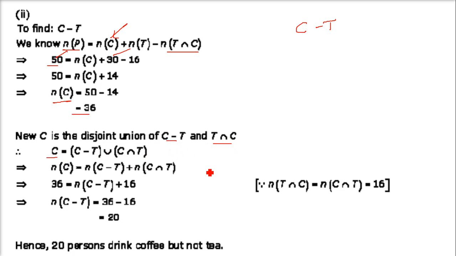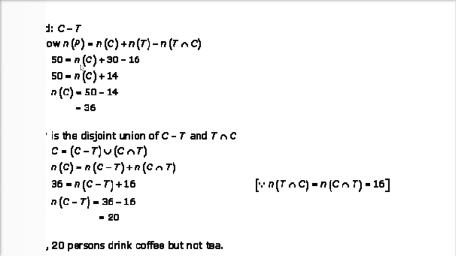Now C can be written as C minus T union T intersection C. This we already know, right? This we already showed. So n(C) will be equal to n(C minus T) plus n(C intersection T). This is 36. This one is 16, because whether you say T intersection C or C intersection T, it will be 16 only. So n(C minus T) will be 36 minus 16, that is going to be 20. So 20 persons drink coffee but not tea.